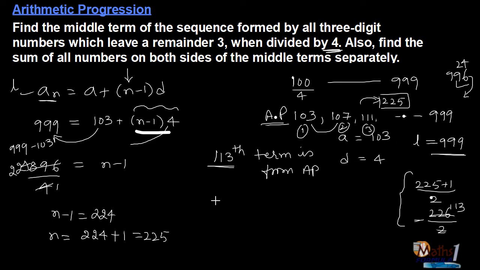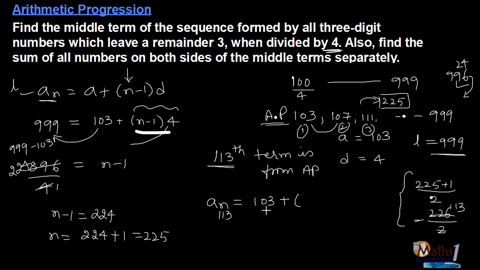So that means I need to find out, and the reason why I need to find it out is that they are also asking to find the sum of all numbers on both sides. Because they are asking for the sum, the value behind and after actually helps me a lot. Let's try to see, and then I'll explain why you had to find out the 113th term.